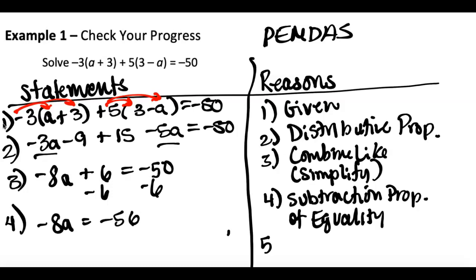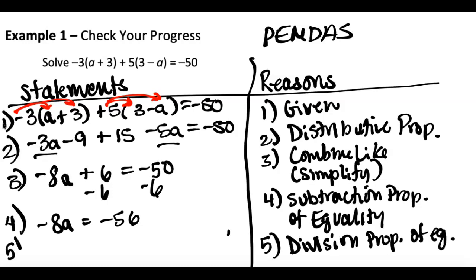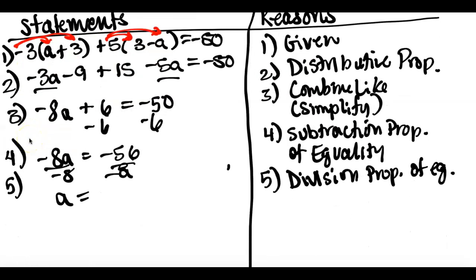Lastly, our last step is to divide. So we're going to use the division property of equality. And then we'll just go ahead and divide. So when we divide both sides by negative 8, we get a is equal to, negative, or just 7. And we are done.